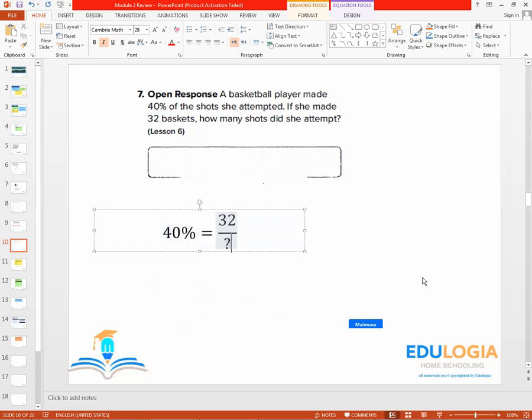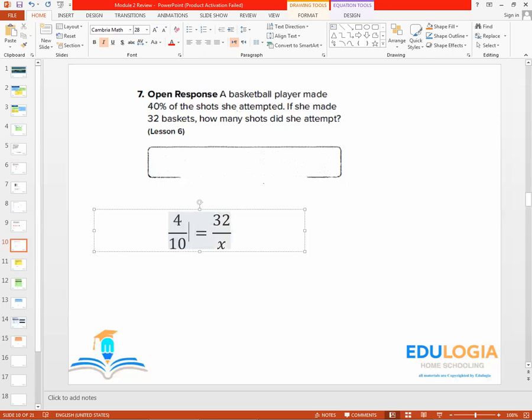Now, let it be x. You want the value of x. Now, I don't like it this way. Instead of 40%, I would like to make it 40 over 100. Now simplify, removing 0 down, removing 0 up. It's okay. 4 over 10.